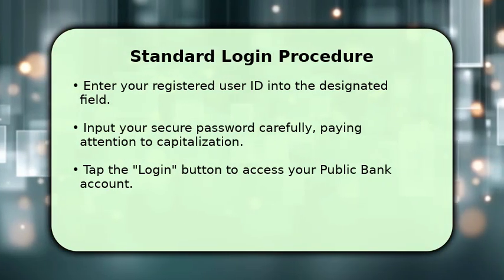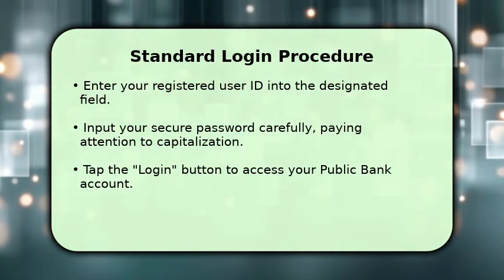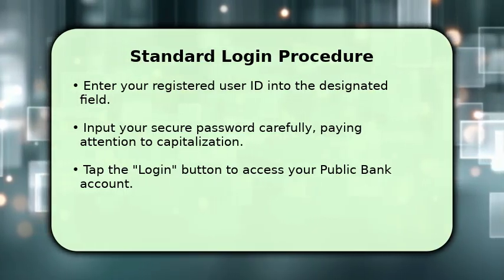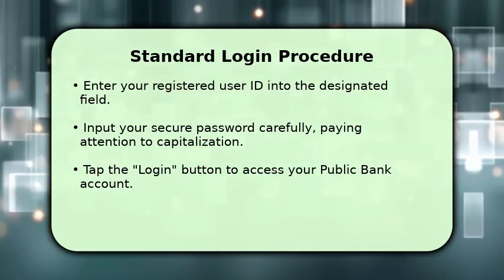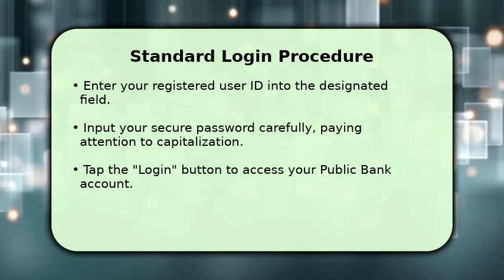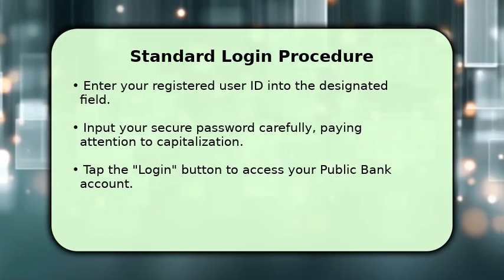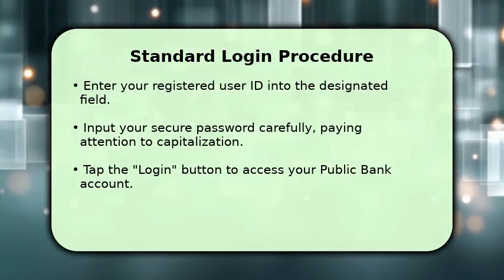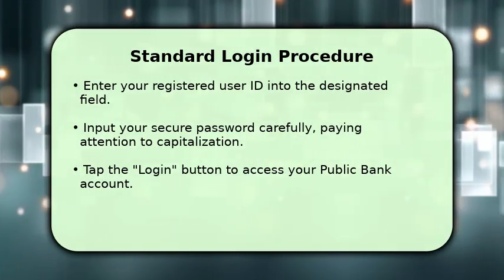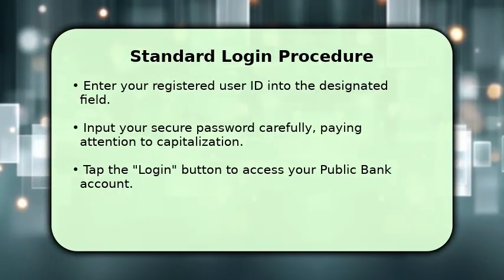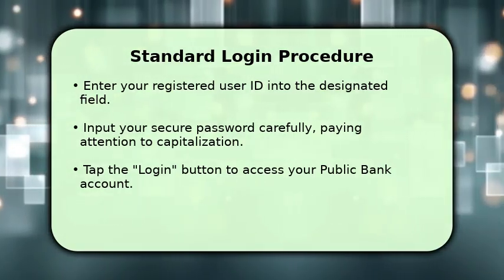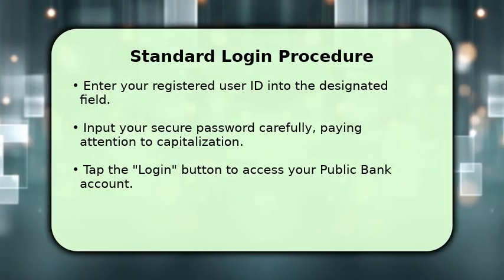For regular logins, the process is straightforward. Simply open the Public Bank app and you'll see the login screen. Enter your registered user ID into the first field. Then, carefully type in your password, ensuring accuracy with any uppercase or lowercase letters. After entering both credentials, tap the Login button. You should then be granted access to your account dashboard, where you can manage your banking needs.